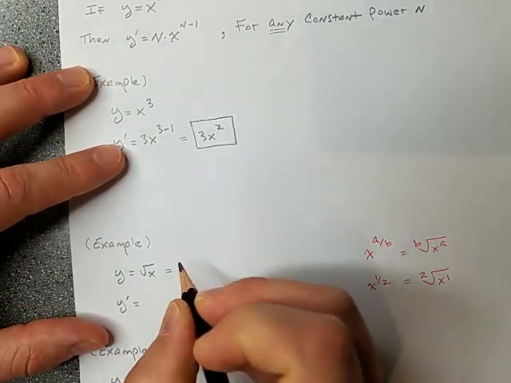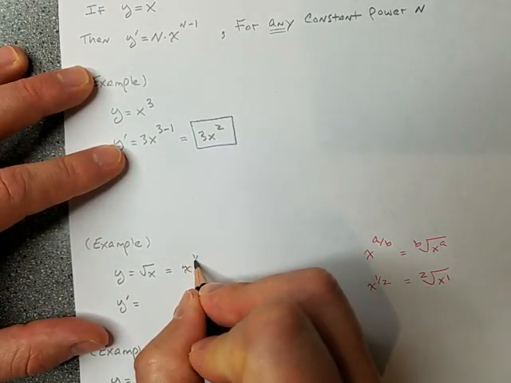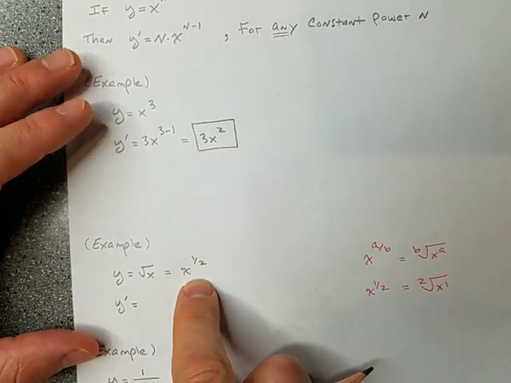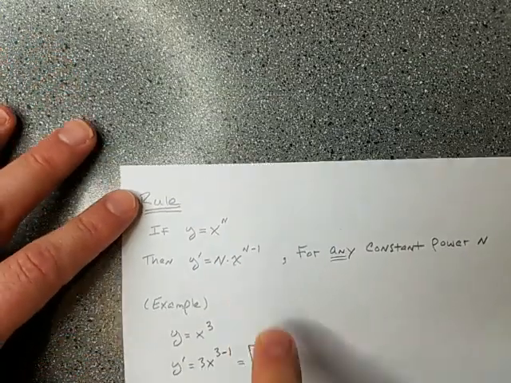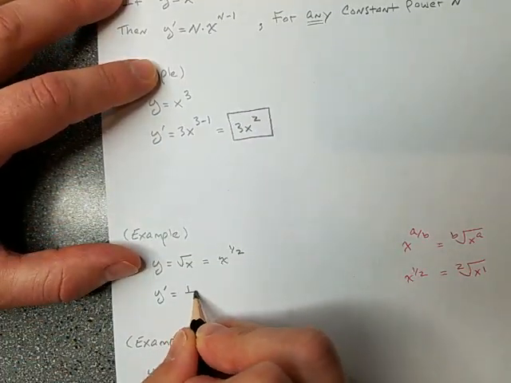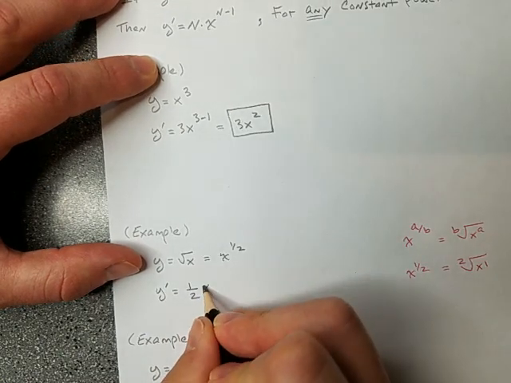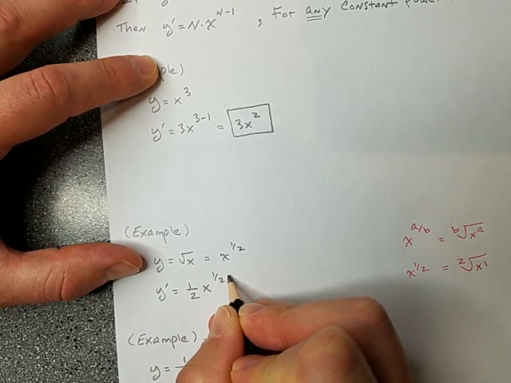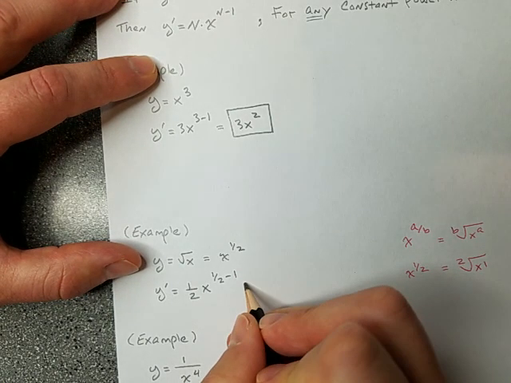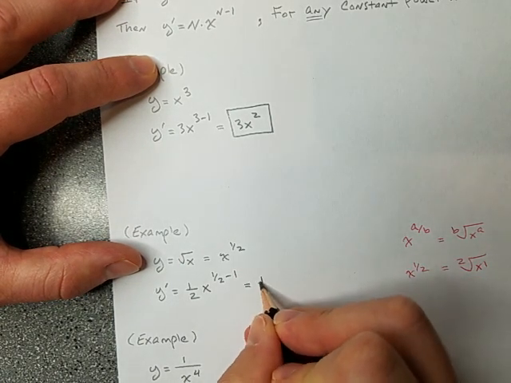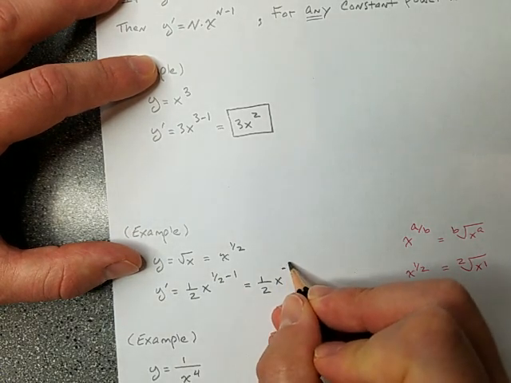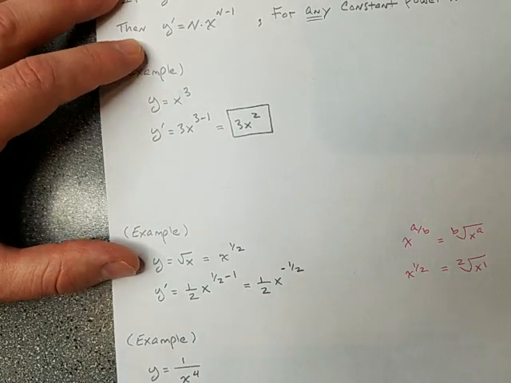So I get x to the 1/2 power. Now I'm in the position I need to be in. The power n is 1/2. So y prime is going to be 1/2 x, and then you're supposed to subtract 1 like that. So that's going to be 1/2 x, and what's 1/2 minus 1? That will be -1/2.